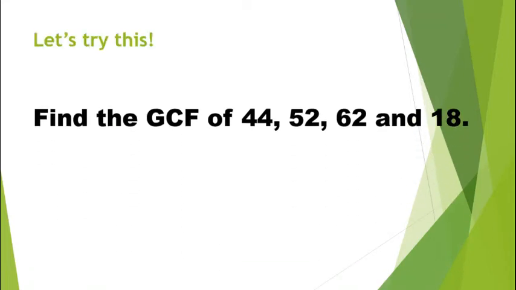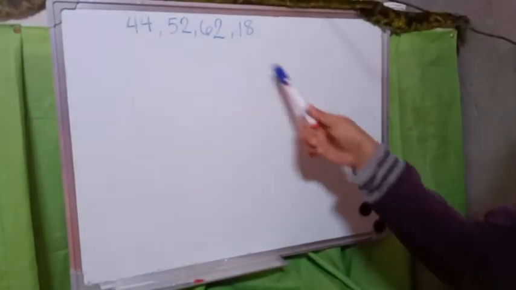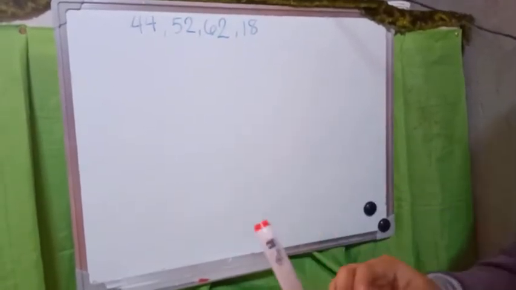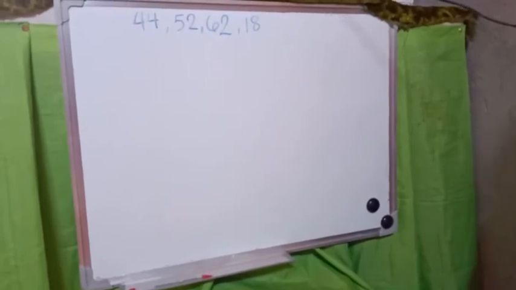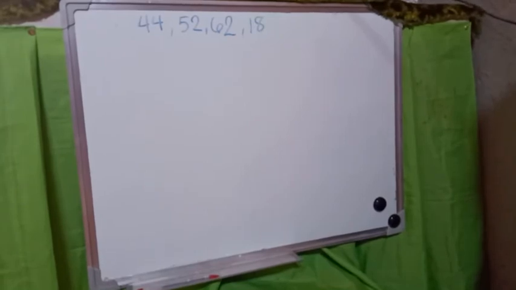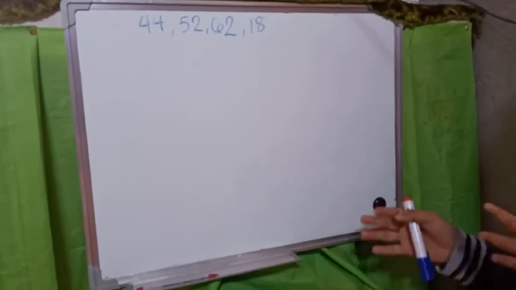So let's try this one. Find the greatest common factor of 44, 52, 62, and 18. So we have 4 numbers that we need to find the greatest common factor of. Okay, so as you can see here, we have 4 numbers. Teachers, it's too long. It's okay. In order for us to find out the greatest common factor, we'll still use the continuous method.